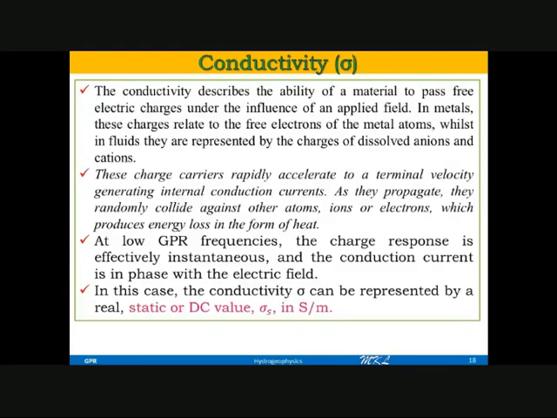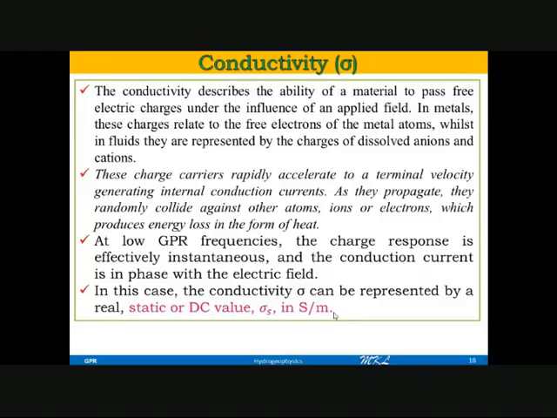The conductivity describes the ability of a material to pass free electric charge under the influence of any field. So in metals, this charge is related to the free electrons of metal atoms, while in fluid they are represented by charges of dissolved anions and cations. These charge carriers rapidly accelerate to the terminal velocity, generating the conduction current. And this conductivity is basically GPR frequency dependent. At low frequency, the charge response is effectively instantaneous and the conduction current is in phase with the electric field. In this case, the conductivity can be represented by a real static value.